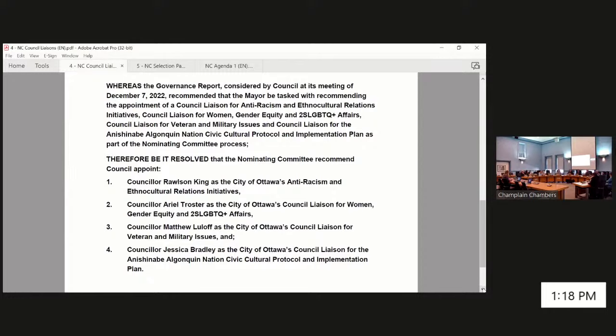Therefore, be it resolved that the nominating committee recommend the appointment of Councillor King as the City of Ottawa's Anti-Racism Ethnocultural Relations Initiative liaison, Councillor Troster as the City of Ottawa's Council Liaison for Women, Gender Equity, and 2SLGBTQ plus affairs, and Councillor Luloff as the City of Ottawa's Council Liaison for Veterans and Military Issues, and Councillor Bradley as the City of Ottawa's Council Liaison for Anishinaabe Algonquin National Civic Cultural Protocol and Implementation Plan.